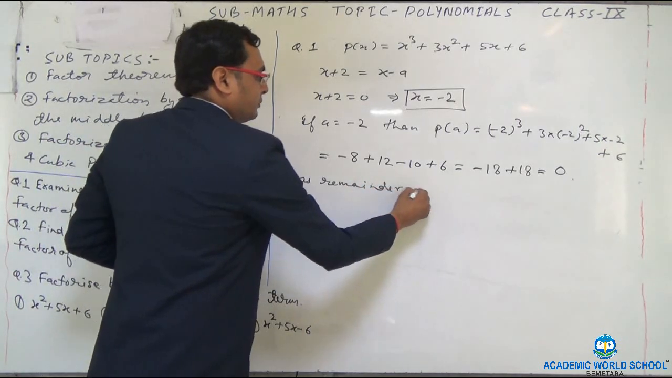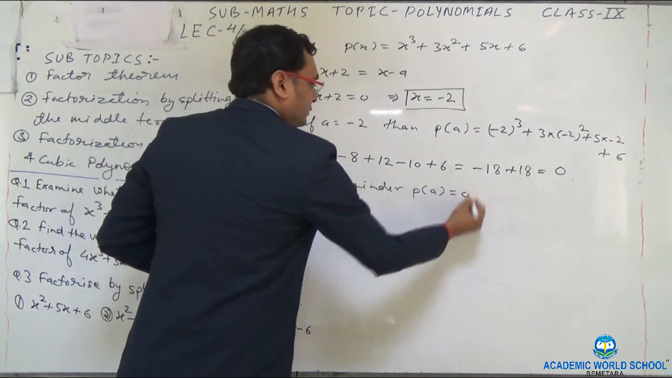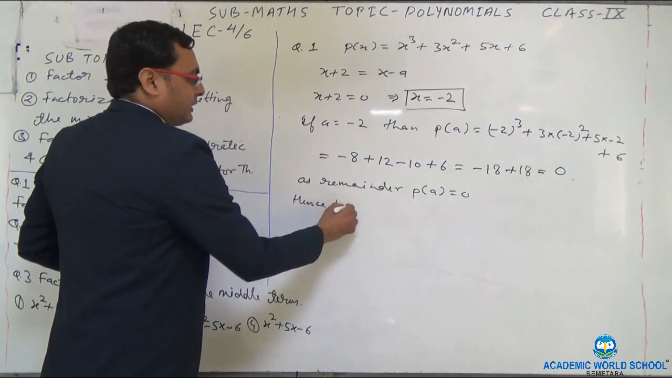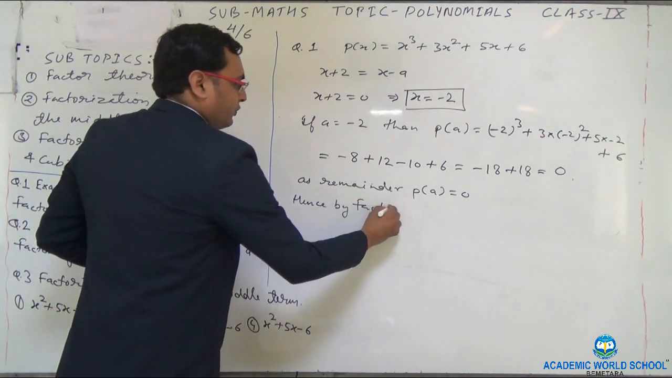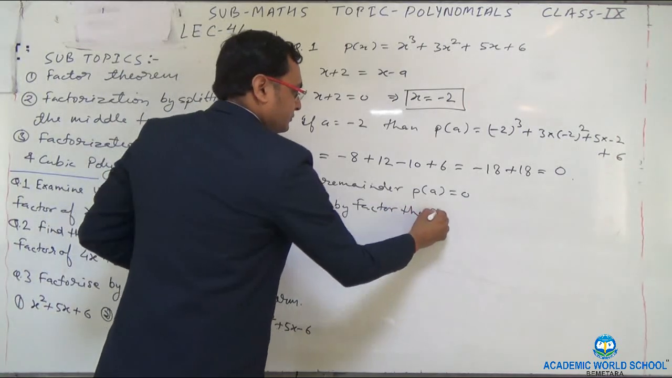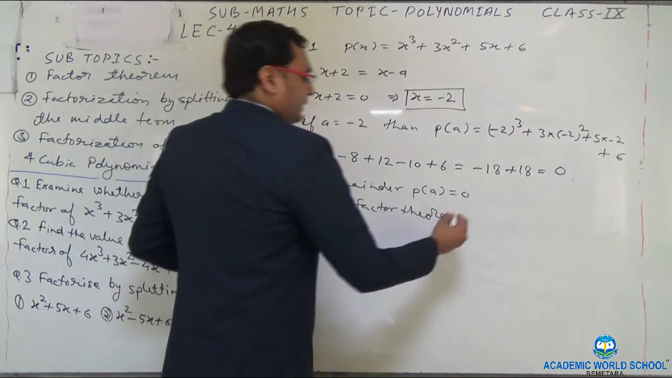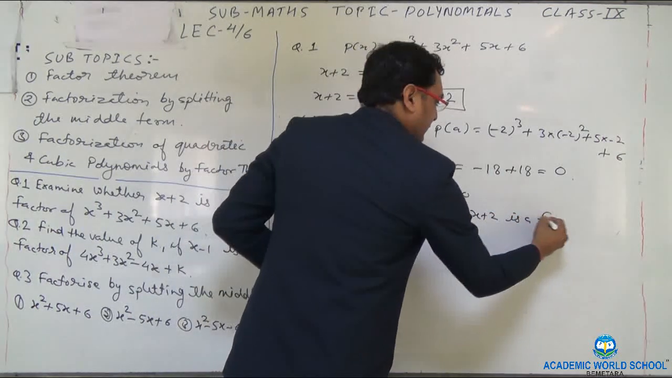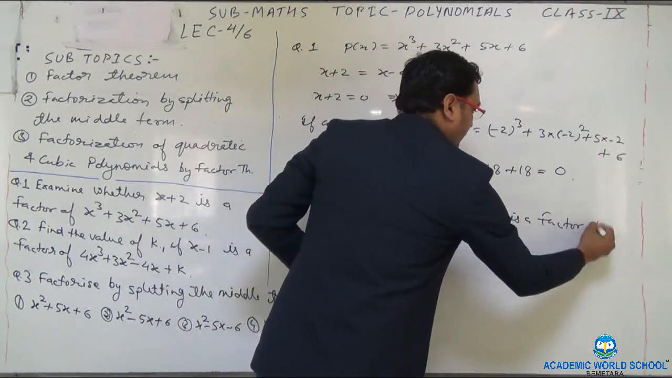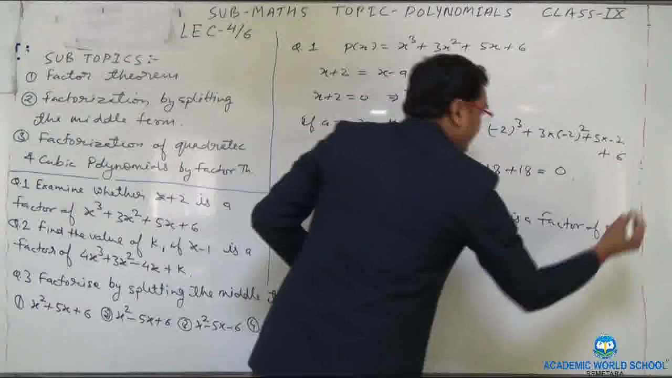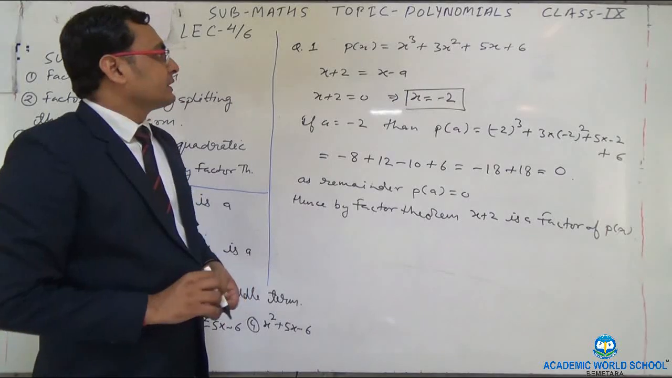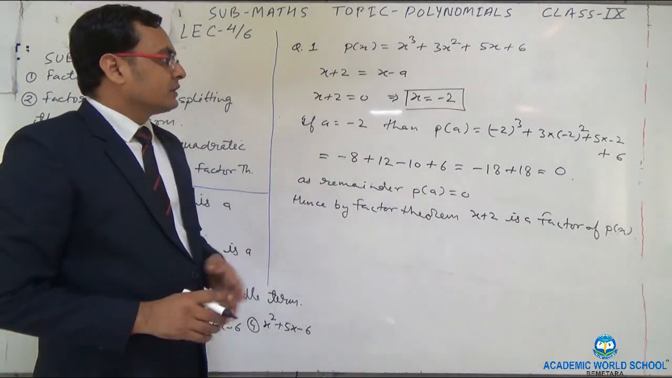So we can say, as the remainder p(a) is equal to 0, hence by factor theorem x plus 2 is a factor of polynomial p(x). This is the simple application of the factor theorem.